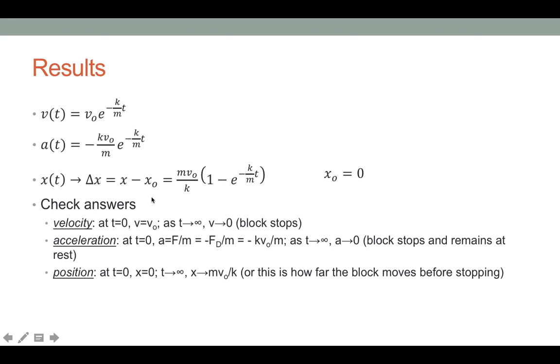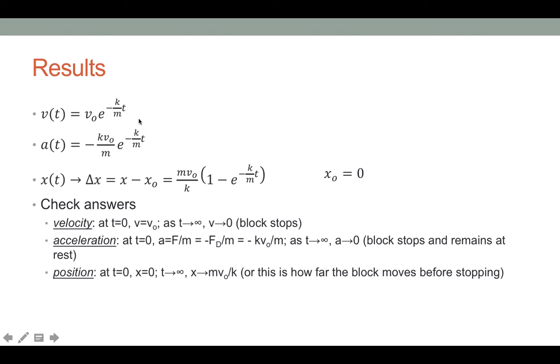We can now check our answers and simply verify that at t equal to 0, I plug 0 in here, I get my initial velocity back, and that's correct. If I let t get infinitely large, the exponential will eventually go to 0, and the velocity will go to 0, the block will stop. The acceleration at t equal to 0 is minus k v0 over m. Well, k times v0 is just the initial drag force, because that's just Stokes' law. The minus sign is that it's slowing down, so it's the force divided by the mass, and that is the acceleration. So this is the initial acceleration.